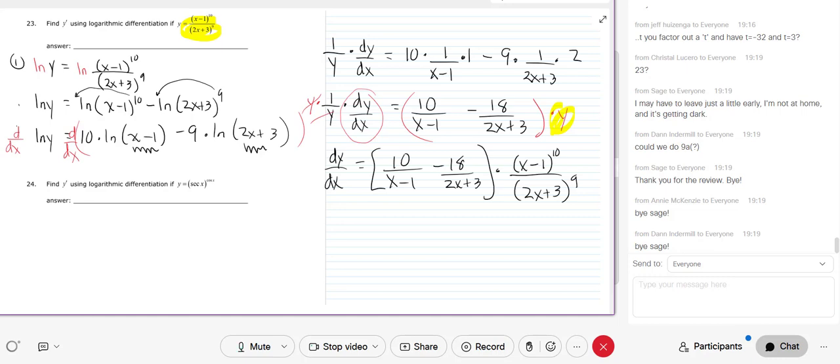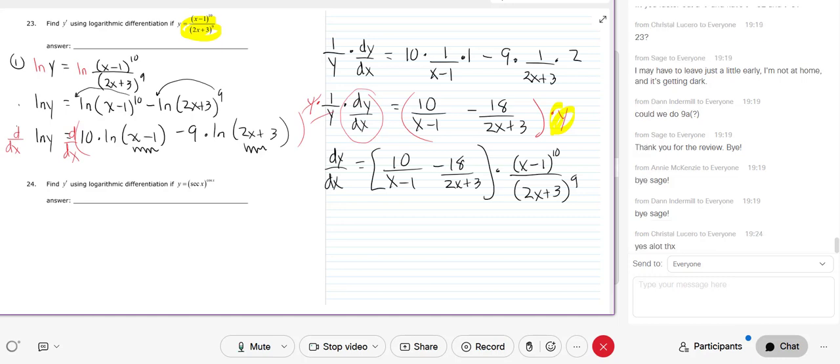Number 24 is essentially the same idea. That's using logarithmic differentiation on that one. Does that help refresh your memory, Crystal, on how to do that? Okay, very good.